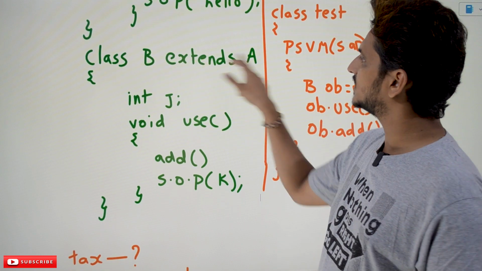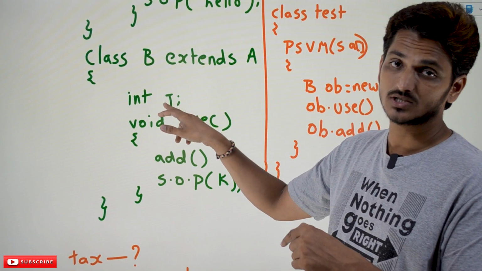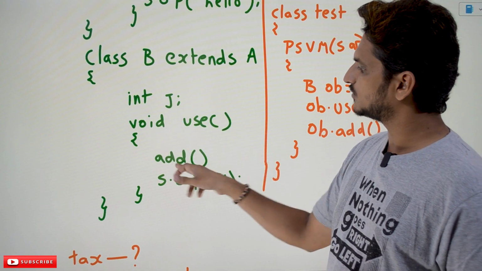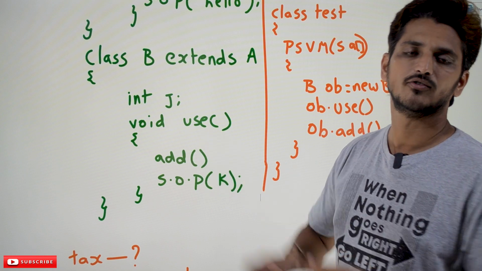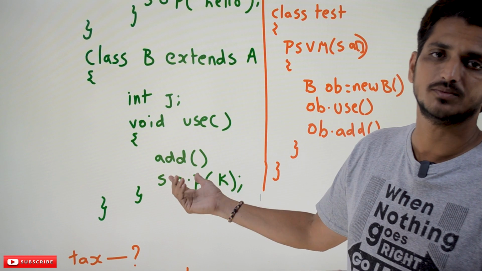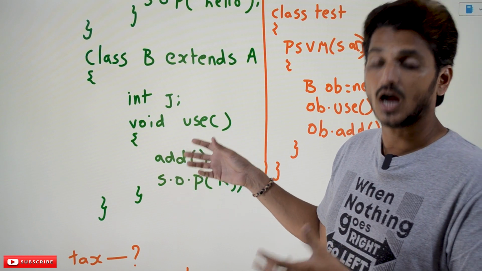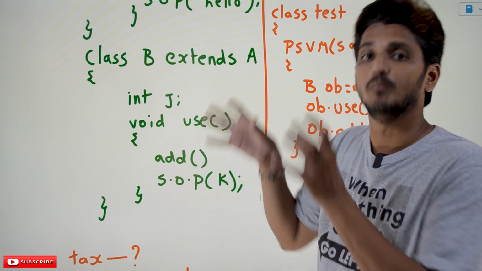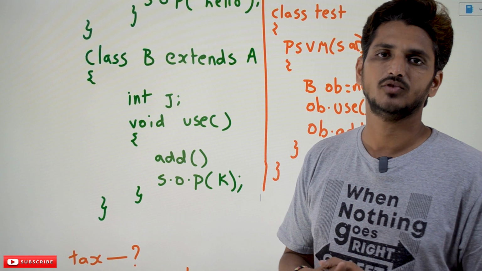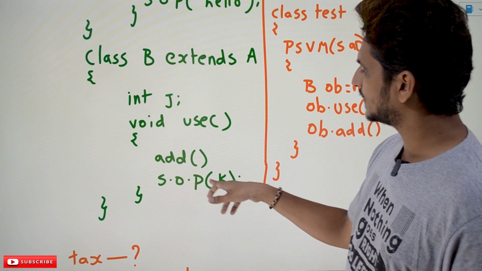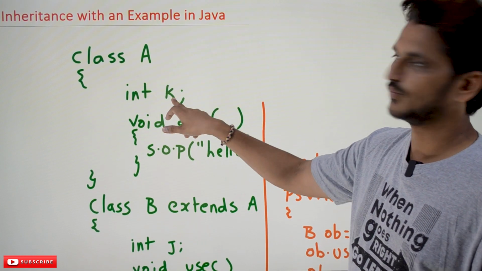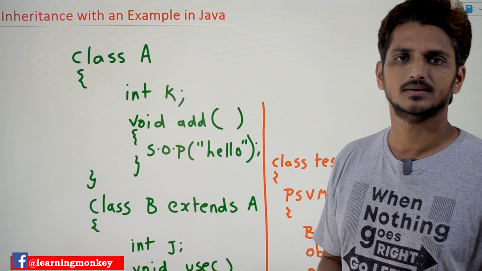So class B extends A, with int j. Here one more instance variable is there, int j. In class B, void use(). In this method, we are using the method add(). This add() is written above in class A. We can use those methods. Whatever methods, instance variables, or members are present in A, we can use them in B. That is the concept of inheritance. System.out.println(k): where is the value of k? It is present in class A. We can use that in B.